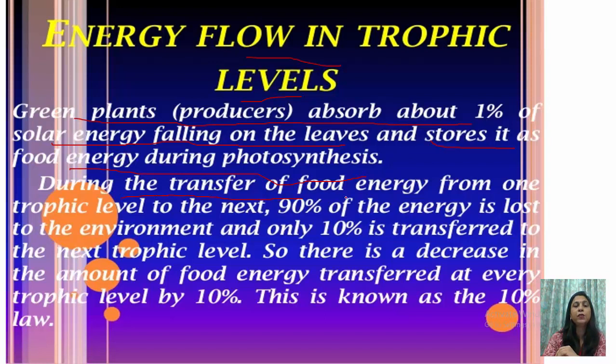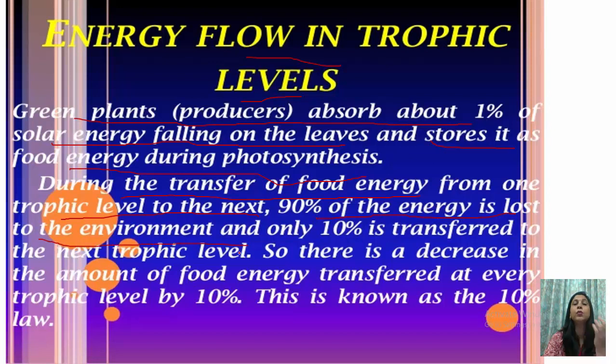Now, during the transfer of food energy from one trophic level to the next level, अब मतलब plant के पास तो 1% of the total energy which was available from the sun, उसने उतनी एब्जॉर्ब की. अब प्लांट इज द फर्स्ट ट्रॉफिक लेवल, तो वहां से जब नेक्स्ट लेवल पे एनर्जी ट्रांसफर होगी तो 90% of the energy is lost to the environment.